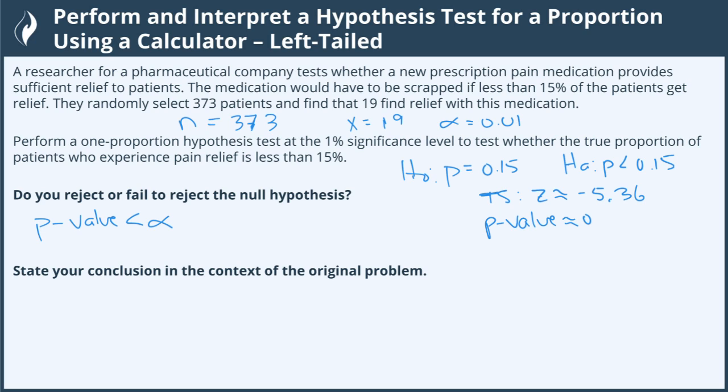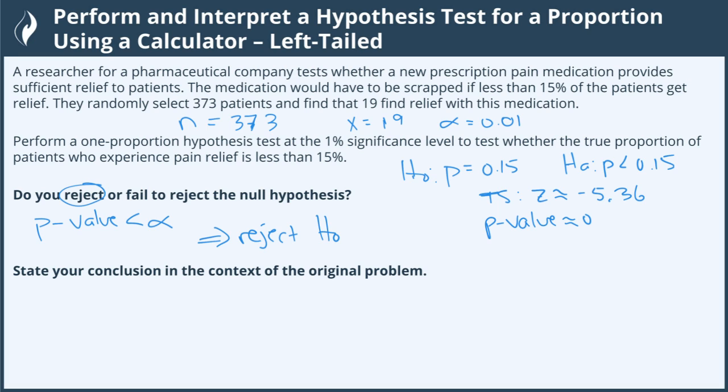I'm always comparing the p-value to the alpha. Alpha is 0.01. It's not a very big alpha, but the p-value is smaller than that. And anytime the p-value is smaller than alpha, we always reject the null hypothesis. We are rejecting the null hypothesis. Do you reject or fail to reject the null hypothesis? We reject the null hypothesis.